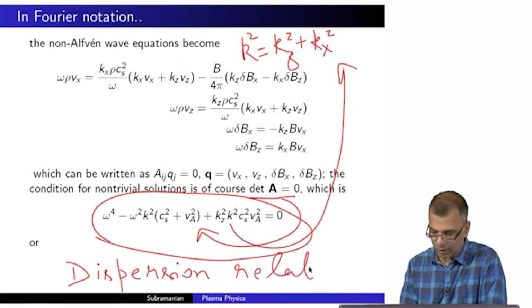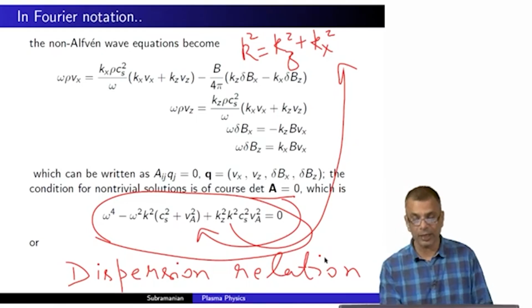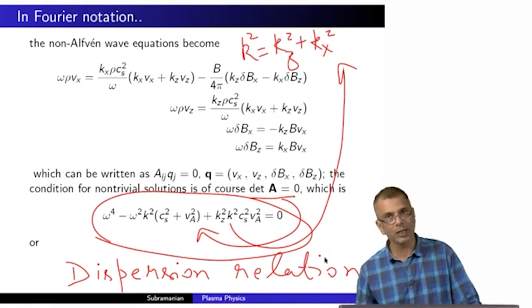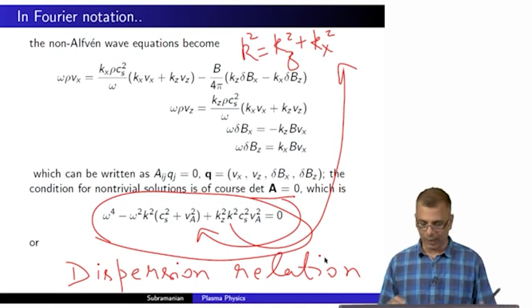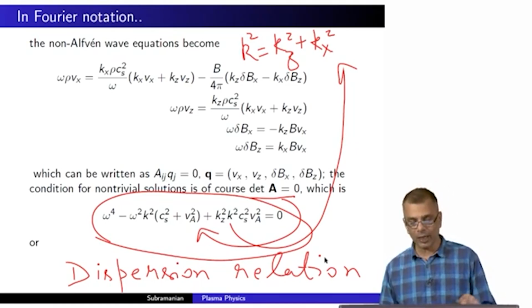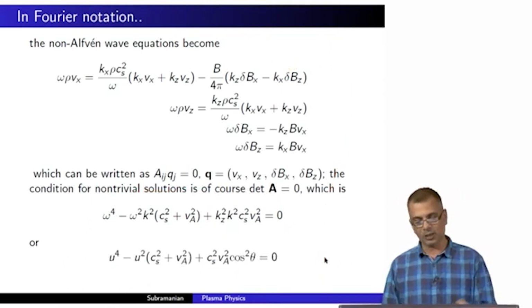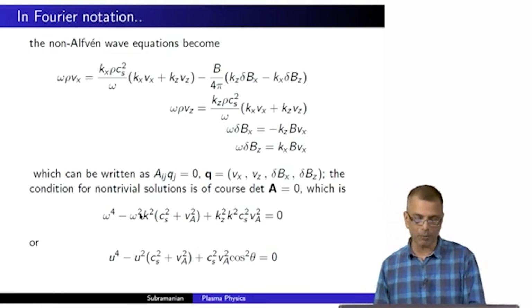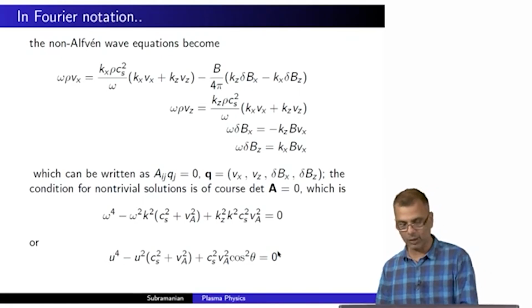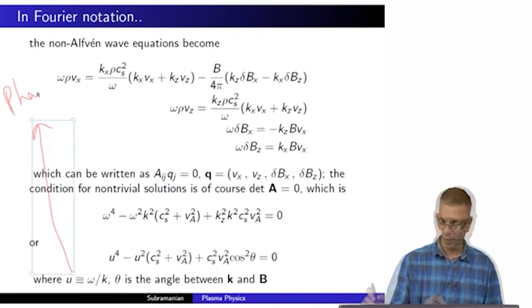Any dispersion relation is a relation between omega and k, and this is a relation between omega and k like the ones we saw earlier, just a little more complicated, that's all. Anyhow, let's now look at the properties of this dispersion relation. Instead of writing it as a function of both omega and k, you can choose to write it in this form, where u is simply the phase velocity.